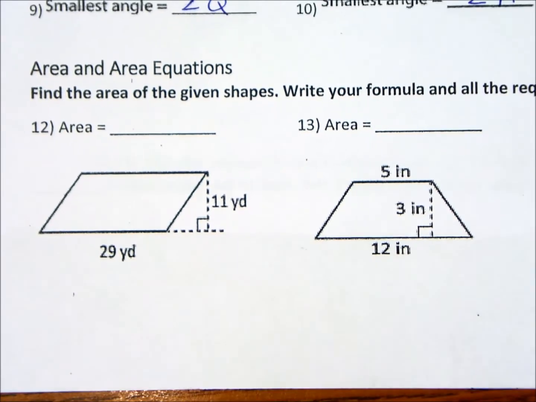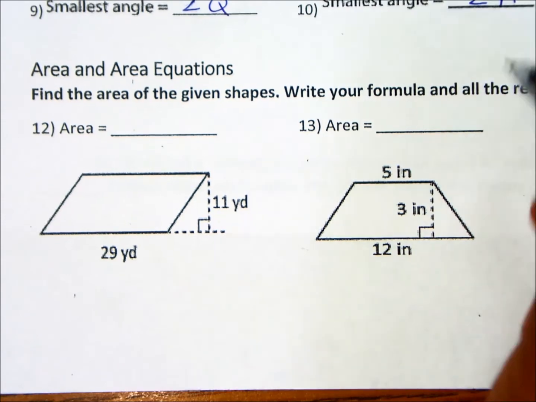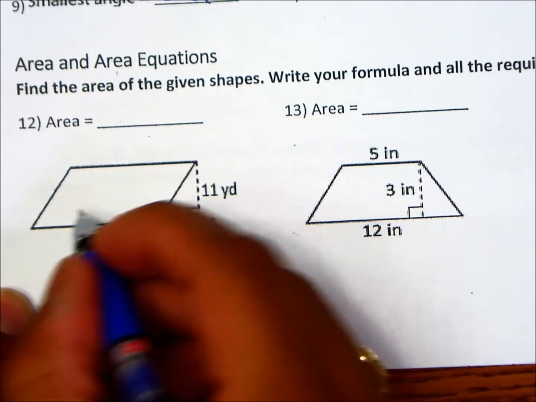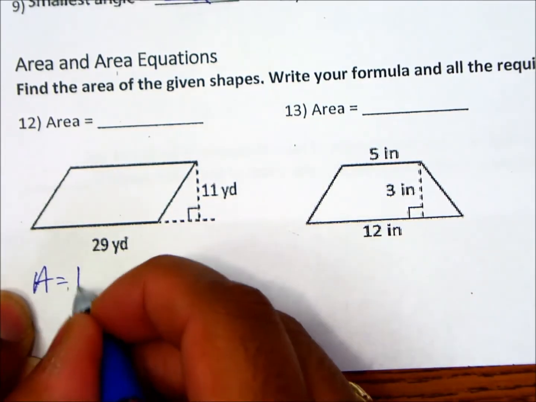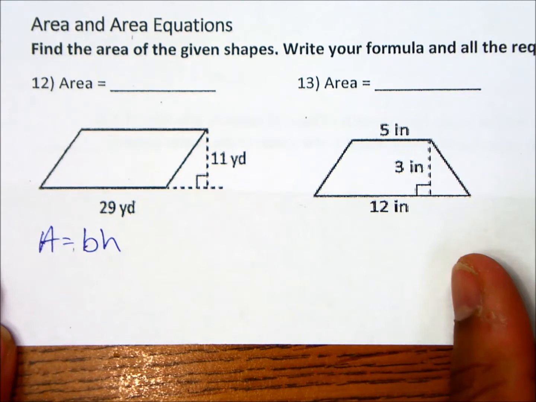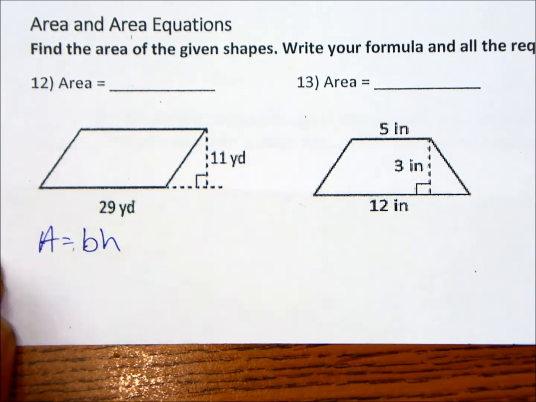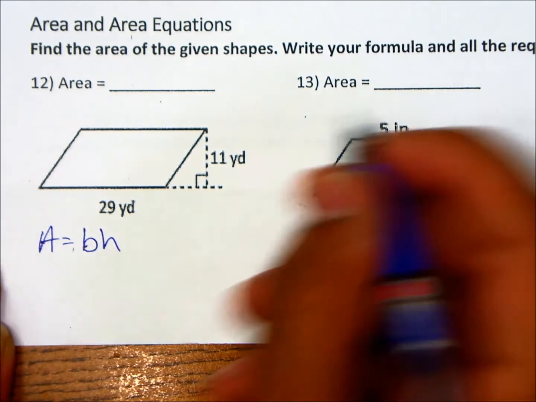Alright. Next part, area and area equations. This is what your quiz was over on Wednesday or the other day. Find the area of the given shapes. Write your formula and all the required steps. This will ask the same thing on your test. So number 12, find the area. In this case, I know area is my parallelogram. Your formula is area equals base times height. I'll give that to you on your test. Okay, you gotta make sure you know how to connect the formula to what.